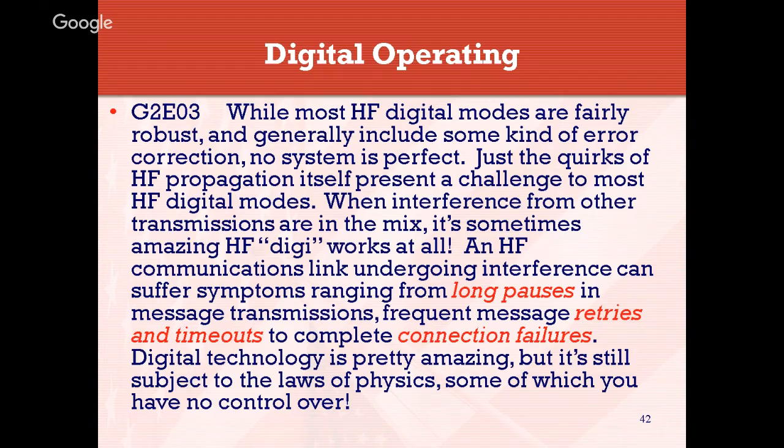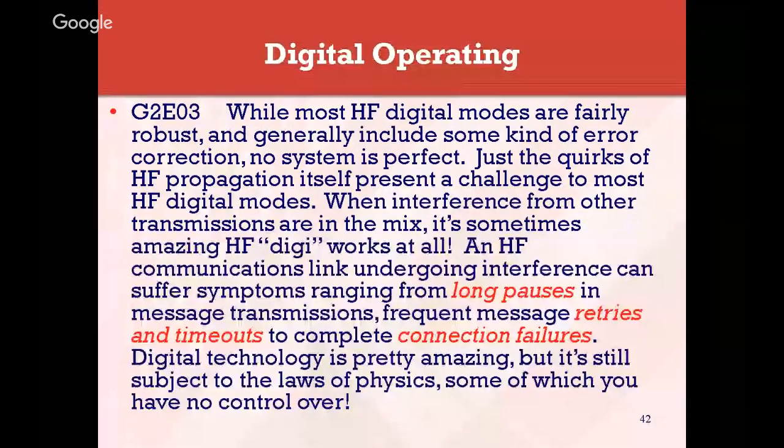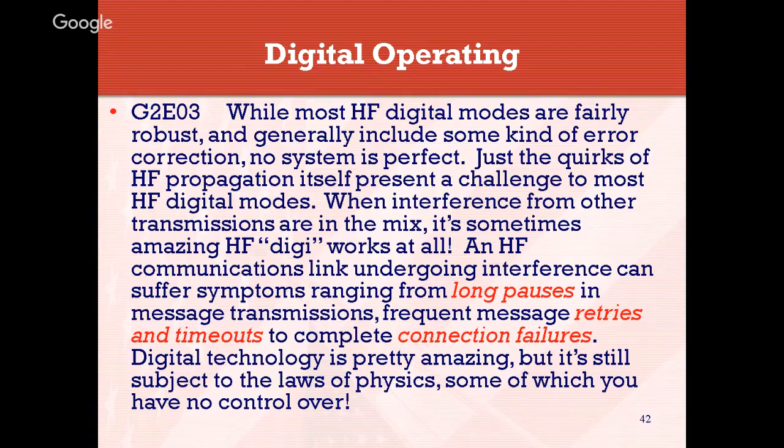All right, this is dealing with the symptoms that may result from signals interfering with a PACTOR or WINMOR transmission. Most of your HF digital modes are robust, and they usually include some kind of error correction. There's no perfect system, however. The quirks of HF propagation itself present a challenge to most digital modes. If the propagation isn't right, you could be experiencing lag times when the digital mode you're using is asking to retry or resend or send some other signal to receive the entire message and do error correction. And it's sometimes amazing HF digital works at all when you have propagation issues.